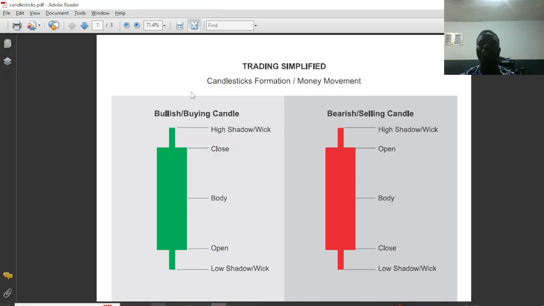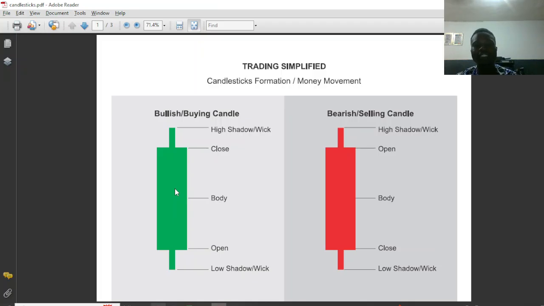Right now, when you get to the financial markets, which is the forex market, you see a lot of candles, red and green. You might have been wondering what this actually means. What these candles mean is that the green candle is always called the bullish or buying candle. It means that when the market is trending high, when the market is buying, when the market is going up, that is when you know that the market is bullish.